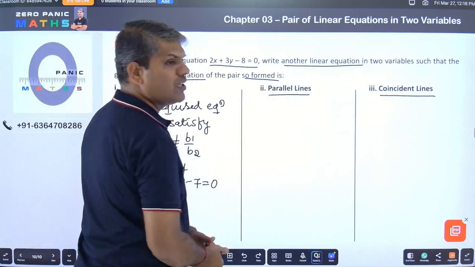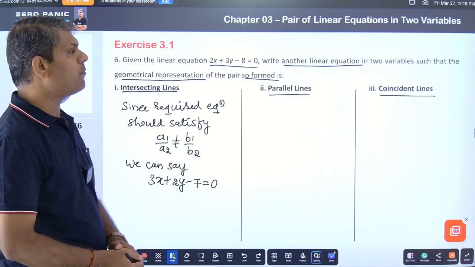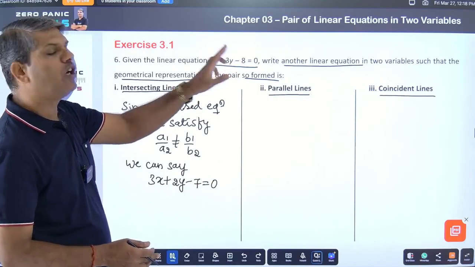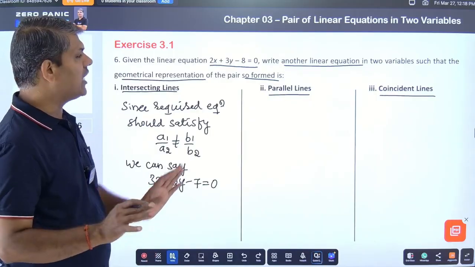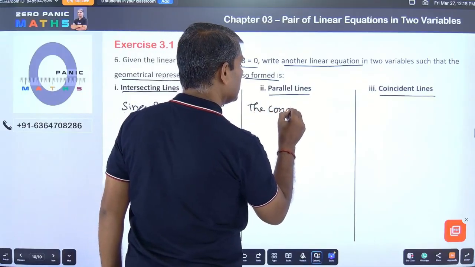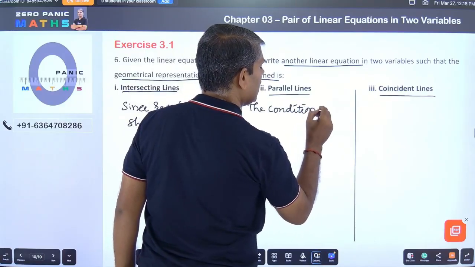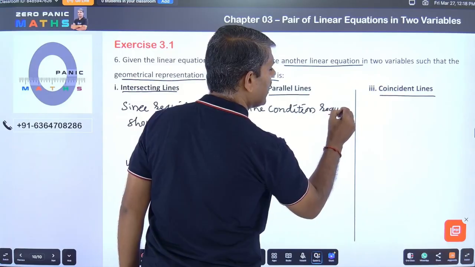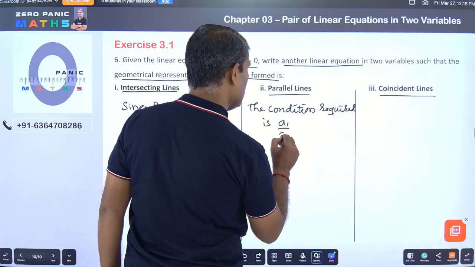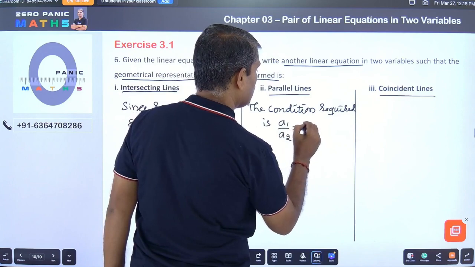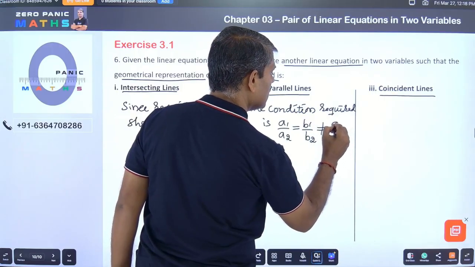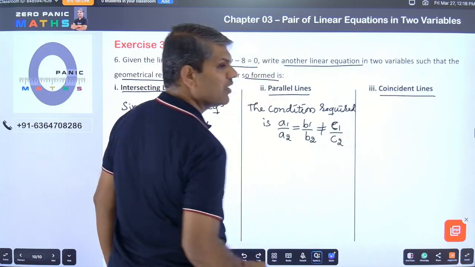Similarly, parallel lines. So what is the condition for parallel lines? The condition for parallel lines is a1 by a2 should be equal to b1 by b2, but that should not be equal to c1 by c2. That is the parallel line condition. Okay, the condition I can directly write: the condition required is a1 by a2 is equal to b1 by b2, but that is not equal to c1 by c2, right?